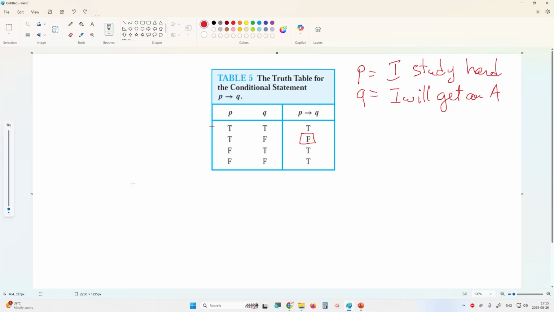But what I suggest you always try to do is remember that there's only one scenario where this conditional statement is false: when you start with the true and you end up with the false. Anything else is going to be true, true, true. So that's the way to try to remember it.